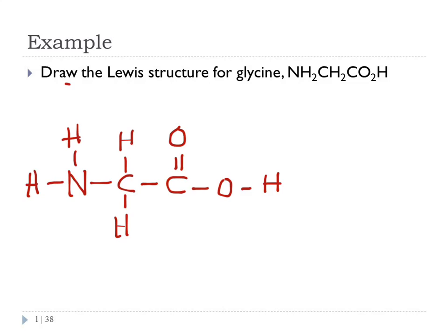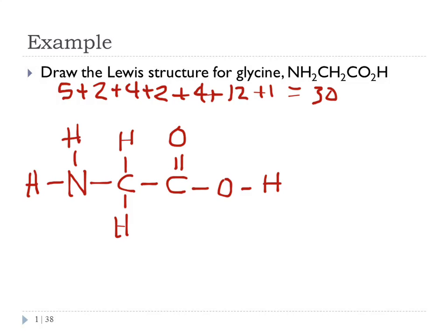We've got 5 plus 2 plus 4 plus 2 plus 4 plus 12 plus 1. That's way too much math to do in my head. Let's see. 12, and those guys, that's 20, 24, 30? So 2, 4, 6, 8, 10, 12, 14, 16, 18, 20, 22, 24, 26, 28, 30.